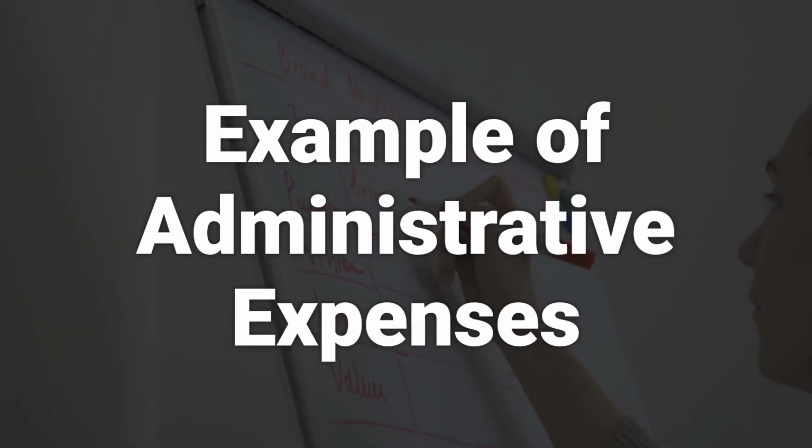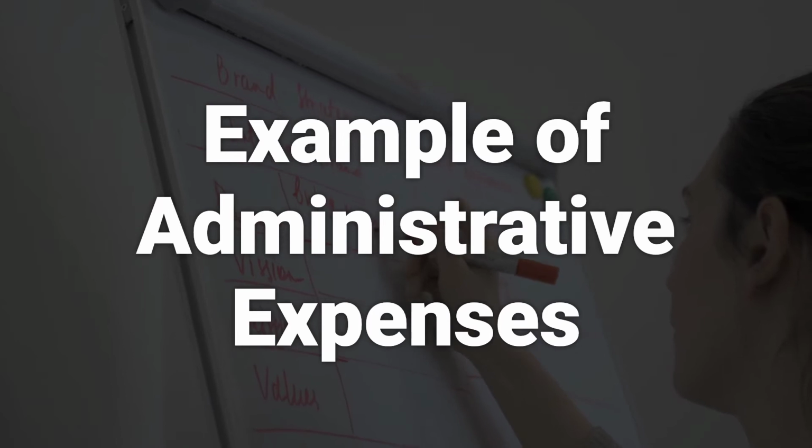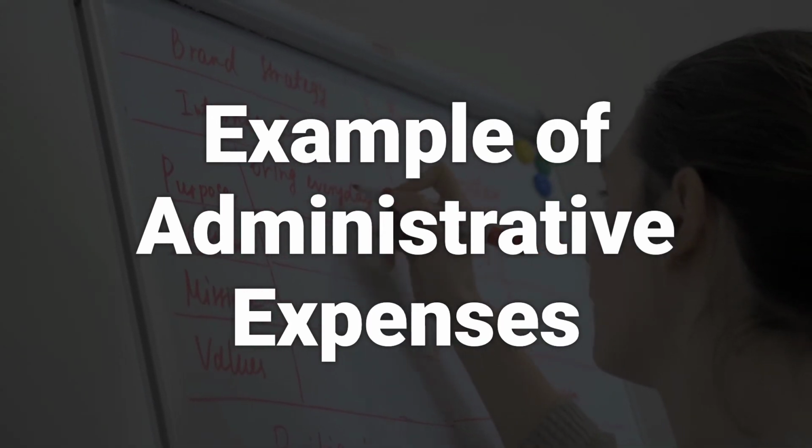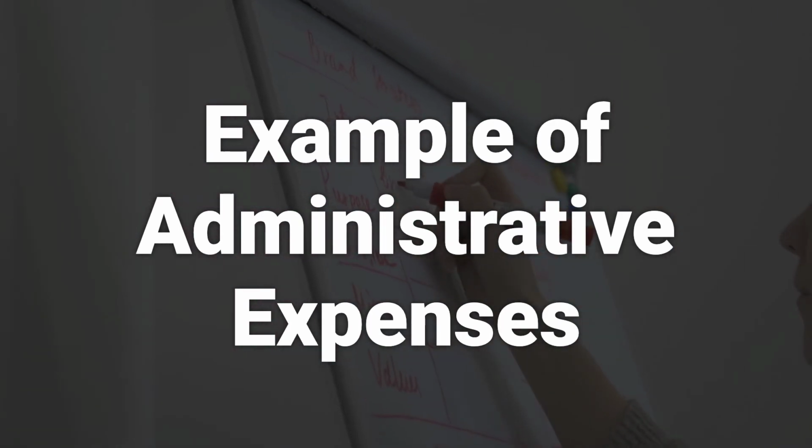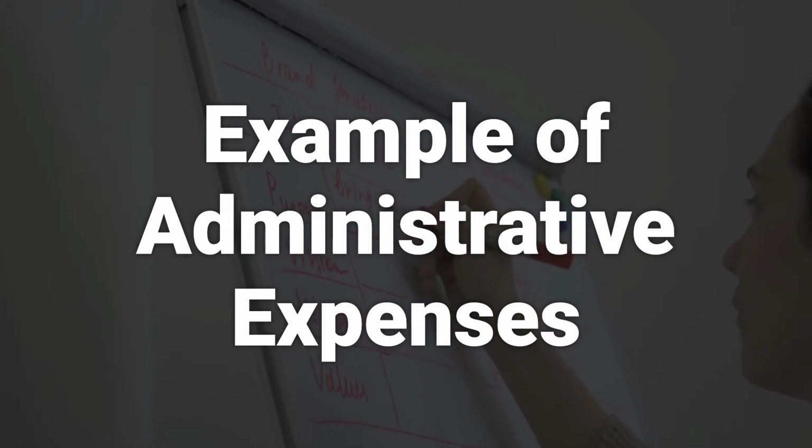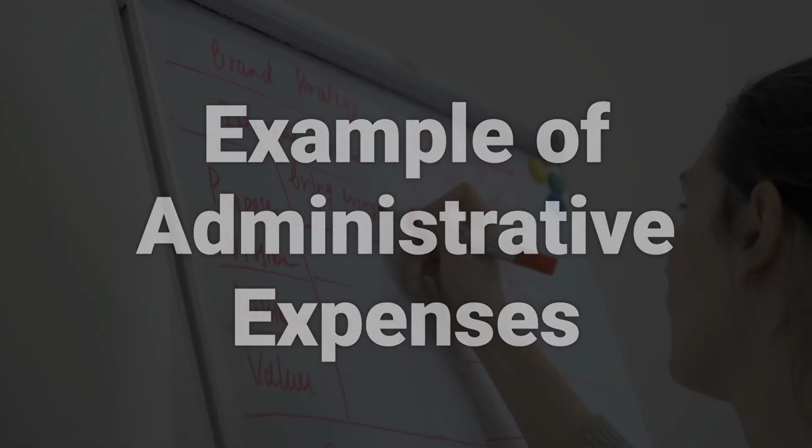For example, if XYZ company spends $4,000 monthly on electricity, this could be recorded as an administrative expense and allocated to different departments based on the square footage each department occupies.